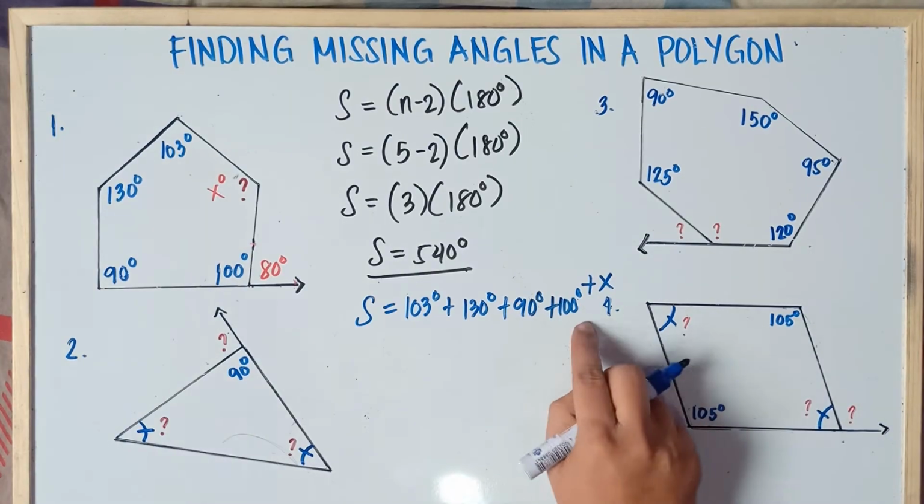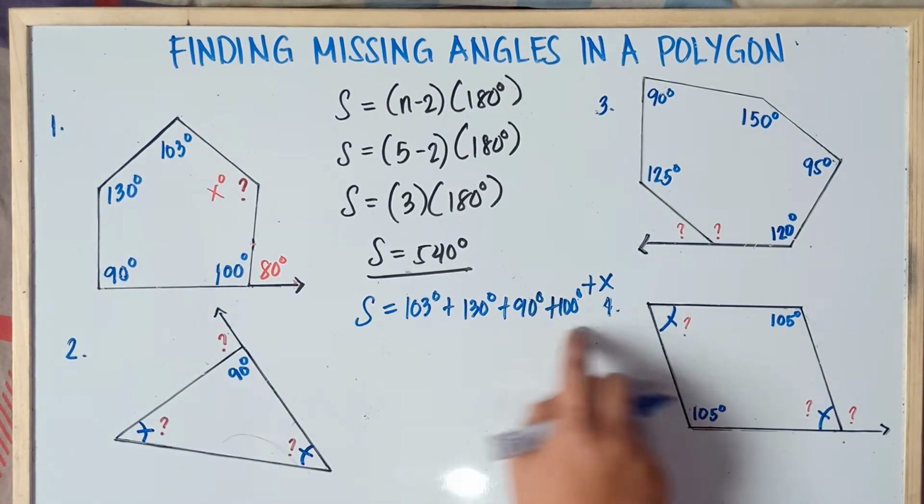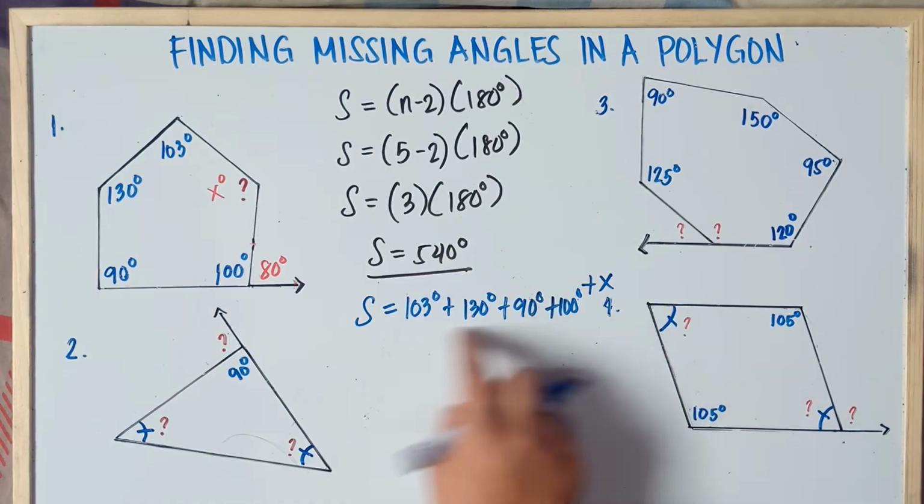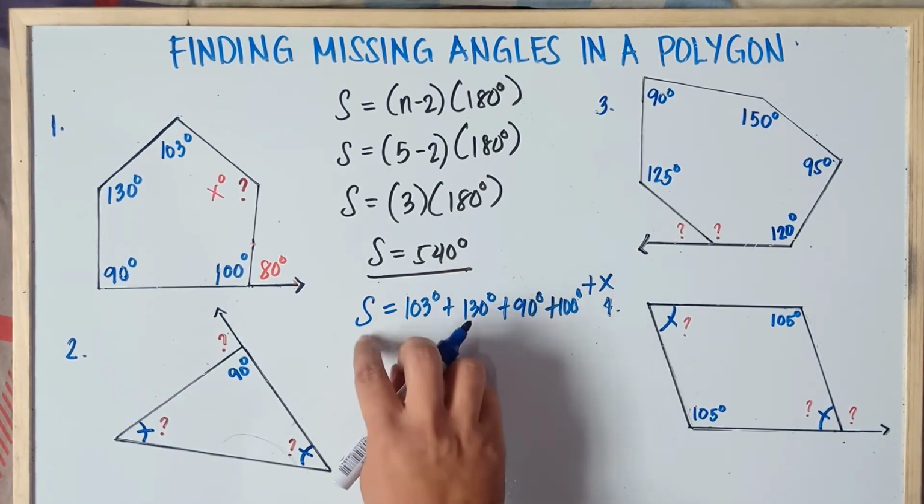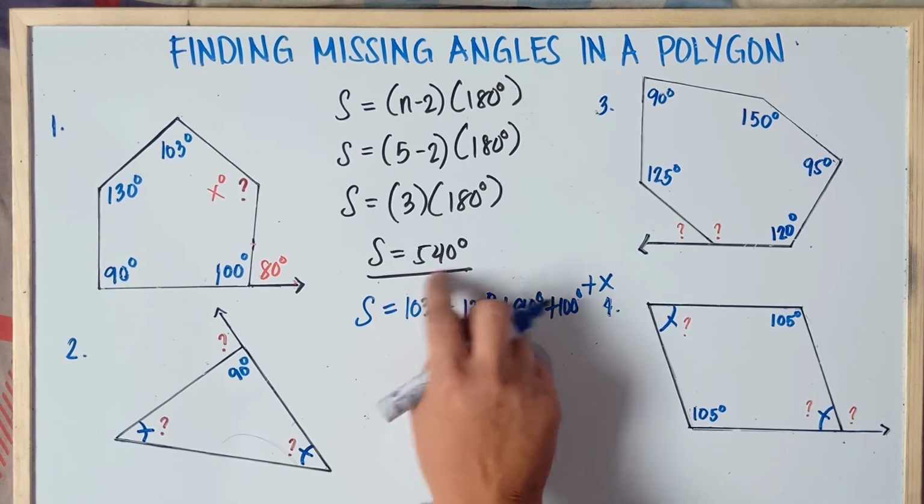Alright, so we don't have enough space. Let me just write it here, plus x. We need to add this up. So we already have the given sum, that's 540 degrees. So substitute the value. Once again, our sum is 540 degrees.